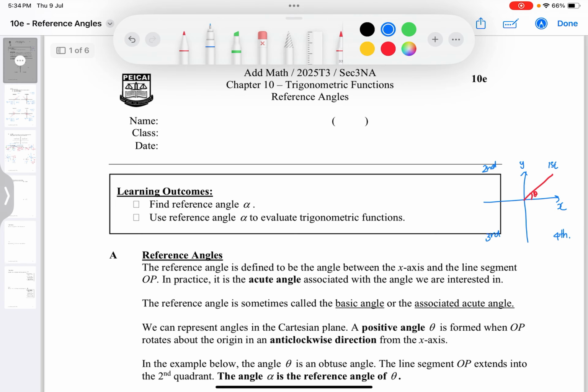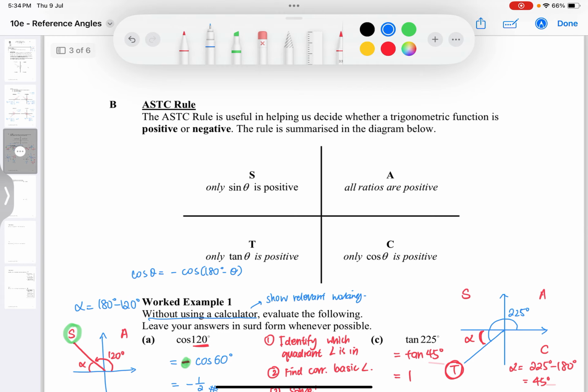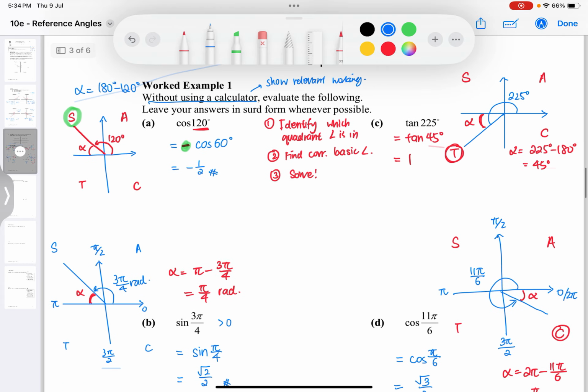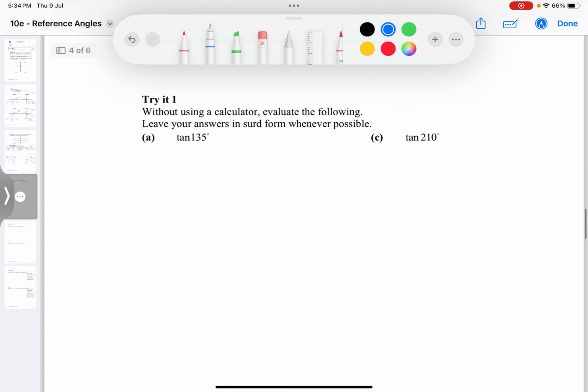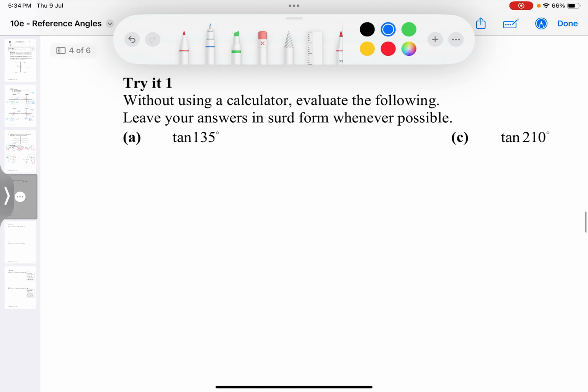Okay, I hope you have tried the questions. I'm at worksheet 10E, Try it 1. Just now I went through example 1 and asked you to try it 1. I hope you have tried it. So now we'll go through try it 1.